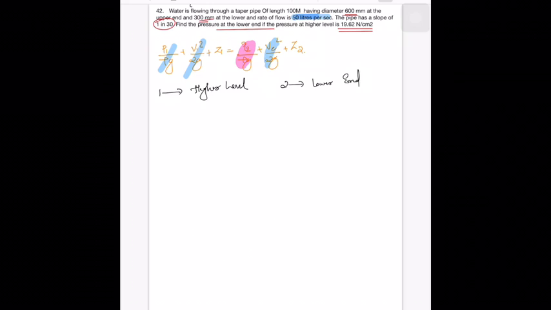So if in a problem we have not been provided with Z1 or Z2, or we don't have a way to find out Z1 or Z2, what you have to do is position the datum line in such a way that Z1 or Z2 becomes 0. And how to do that? You have to position the datum line at that section. So let us draw the figure and you will understand it. So this is our pipe.